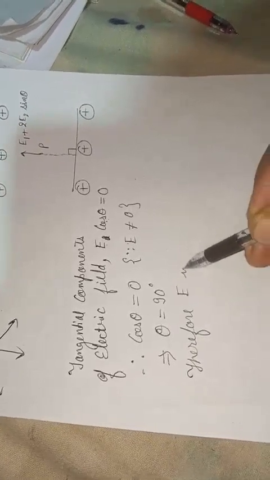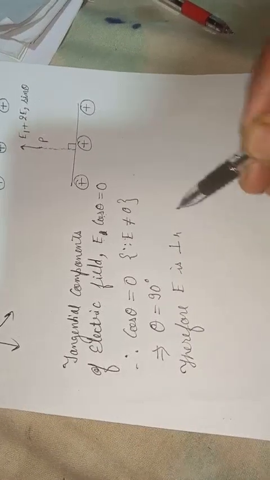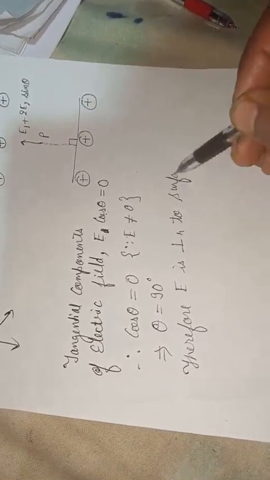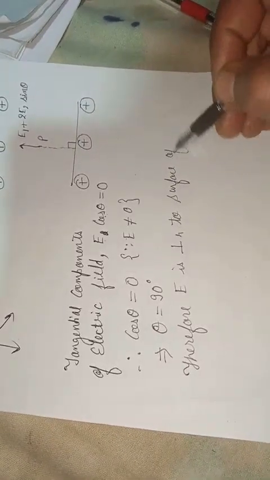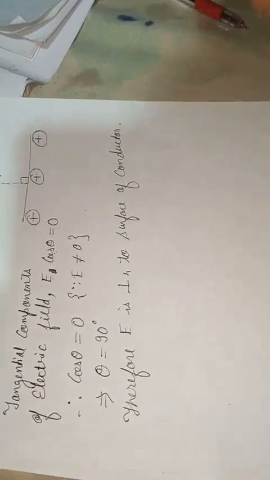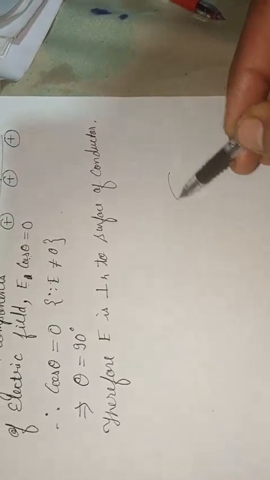Therefore we can say that E is perpendicular to the surface of the conductor. Now a question must arise: if it is a plane sheet of charge, then the field is perpendicular to the surface. What will happen if the surface of the conductor is, let us suppose, spherical?